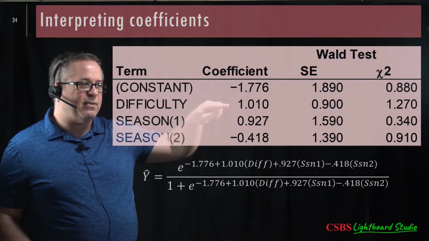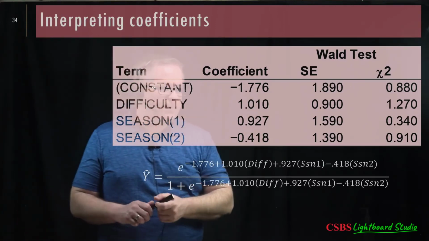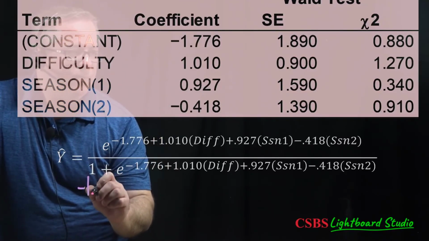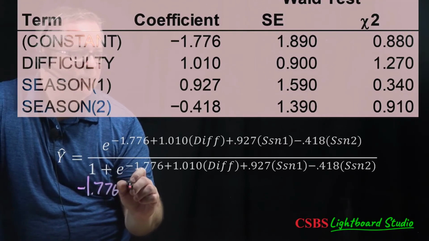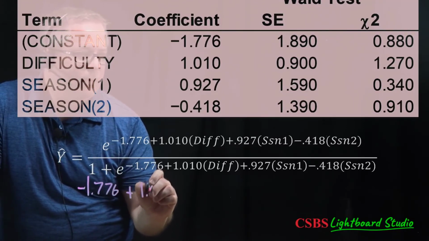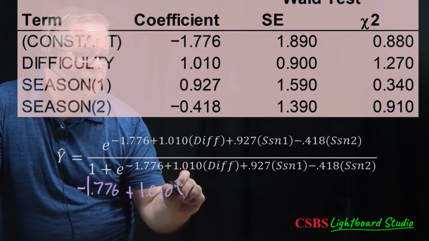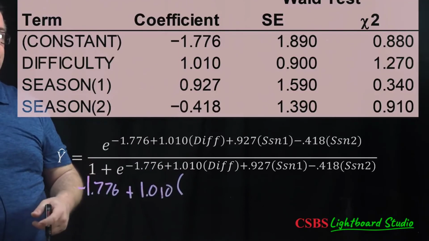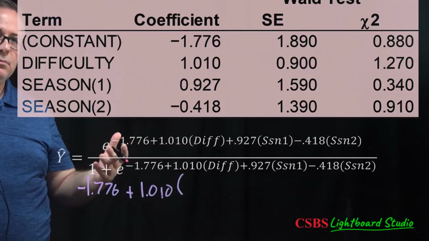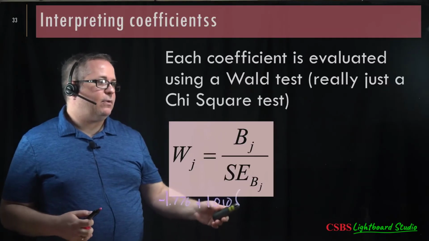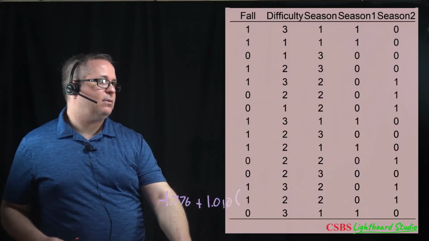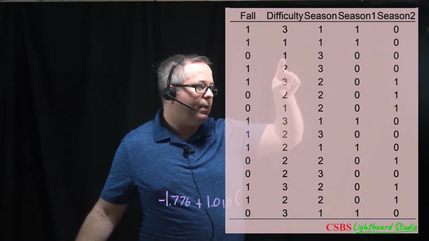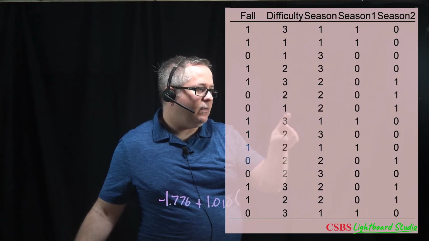Right? So let's think about this for a second. We have negative 1.776 plus 1.010 times a difficulty. So let's say someone's skiing on an easy ski run in winter. Go back to your second. Someone who's skiing on an easy ski run. Not in autumn, not in spring.